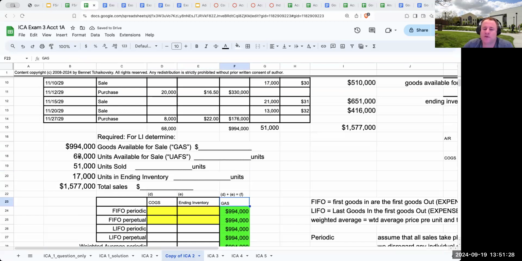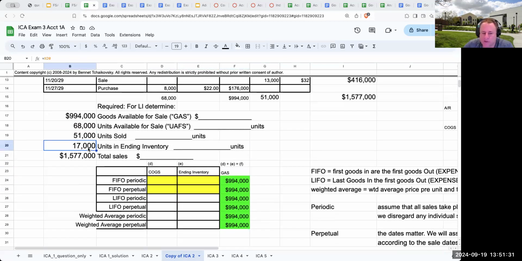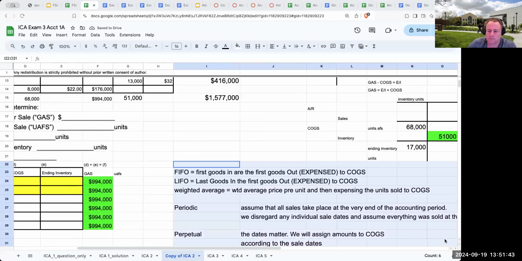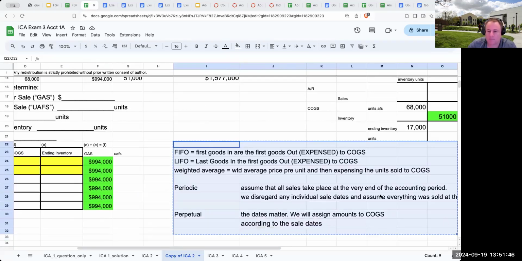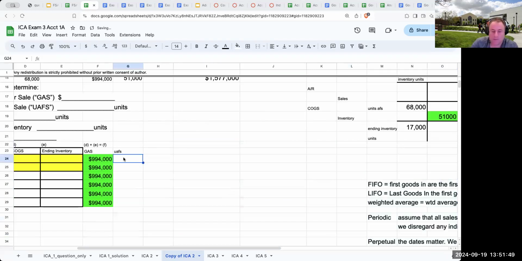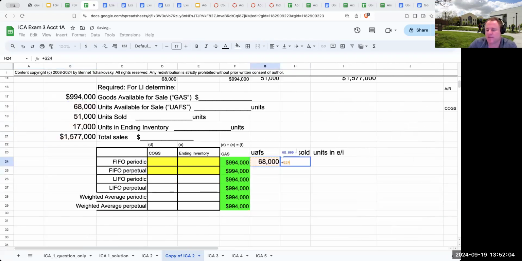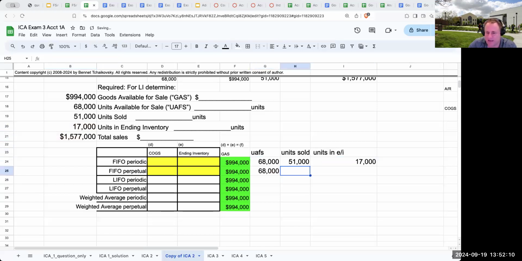The other thing you're going to hear me say constantly is, how many units did I sell under every single one of the methods? This is also going to be units available for sale, units sold, and then units in ending inventory for every single one of these methods. Units available for sale is going to be 68,000 units. Units sold, 51,000 units. Units in ending inventory, 17,000.